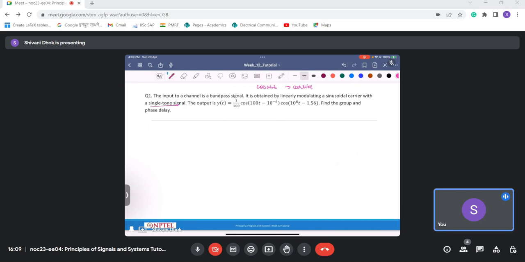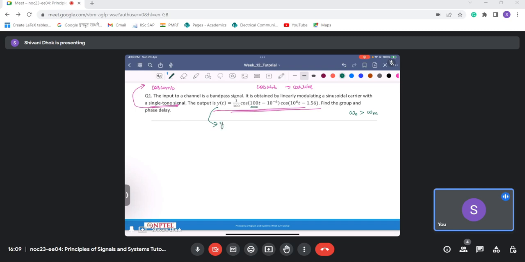And also we have a single tone signal. Single tone signal also implies a sinusoidal signal, that is it has only one frequency. Single tone means one frequency, so it is also of the form cos of omega m t. And they have given the output of that system. Now the carrier frequency is always much larger than the message frequency, so your omega naught will always be greater than your omega m.